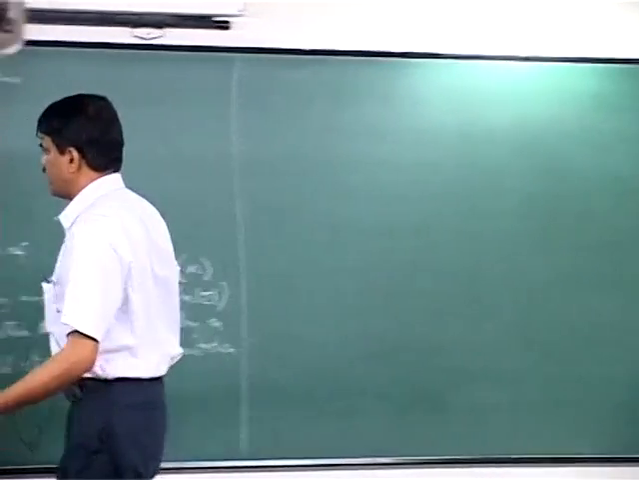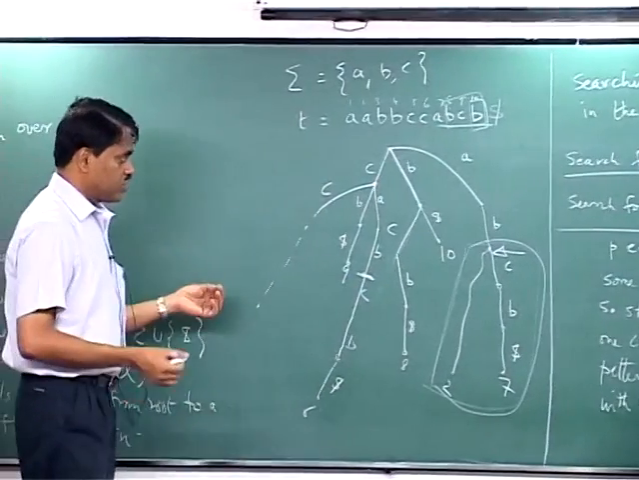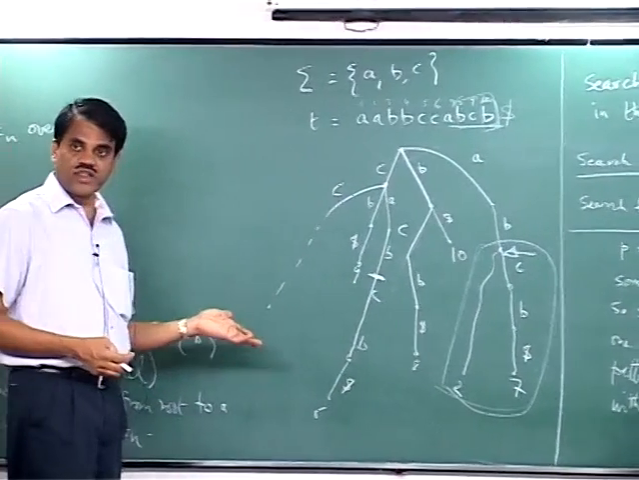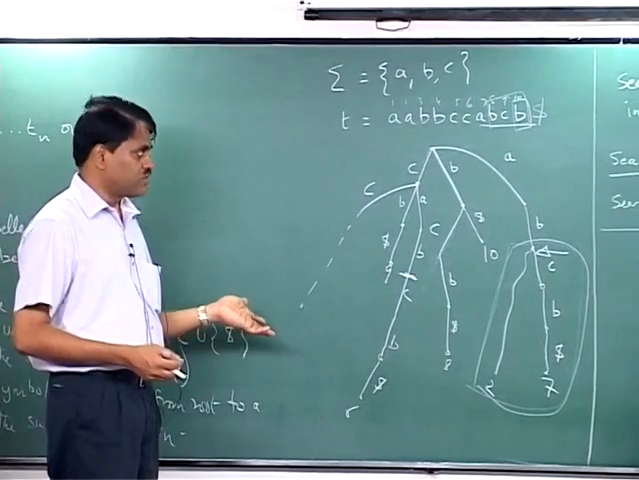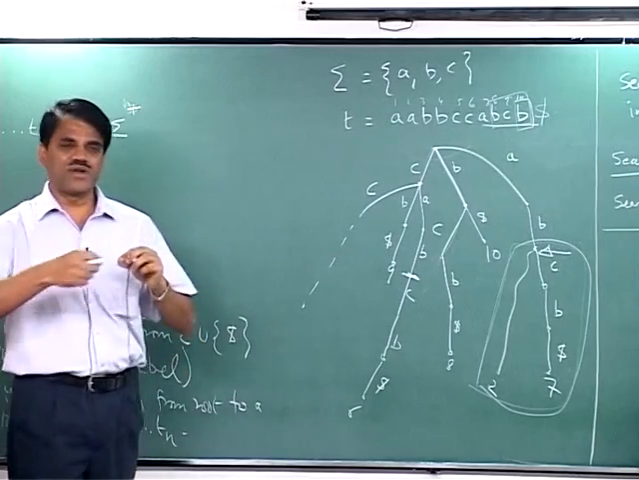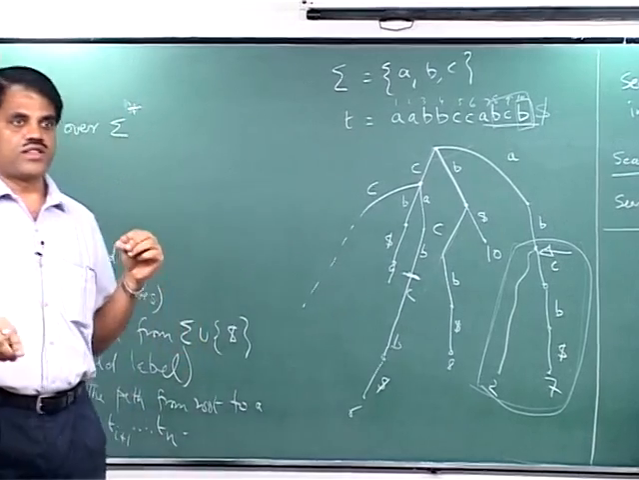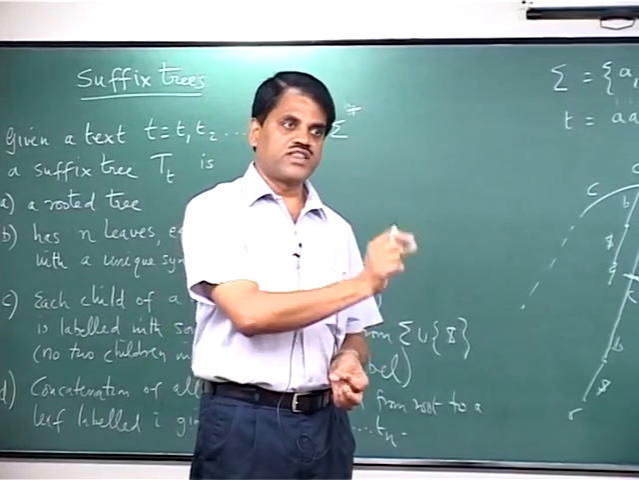So, overall the problem with this suffix tree is the space it is going to occupy. So, in the worst case, how many nodes can there be? N square nodes can be there in this, because each suffix can pretty much create a new path. So, there are n suffixes, one of length 1, one of length 2, one of length 3, and so on.